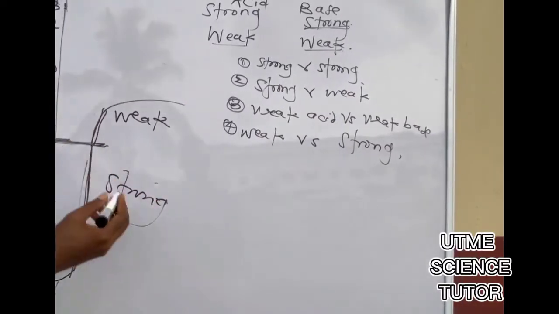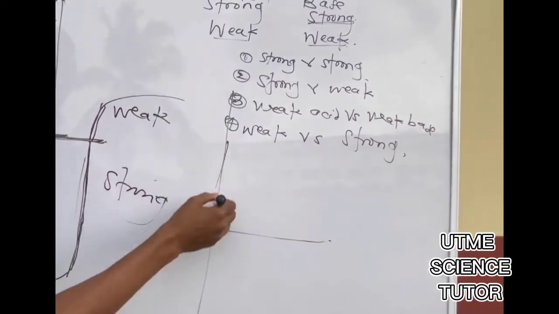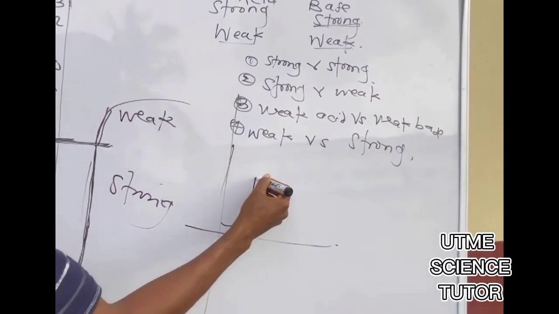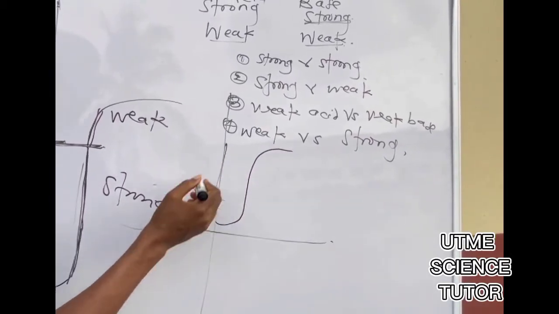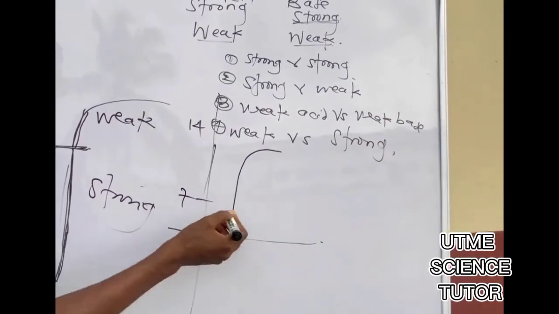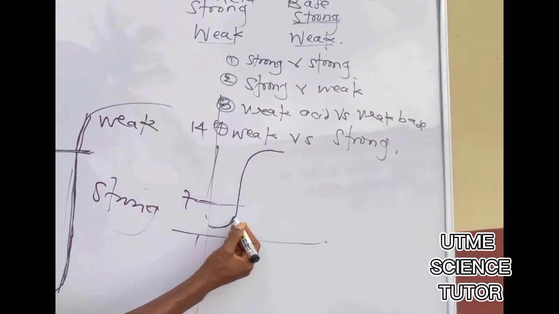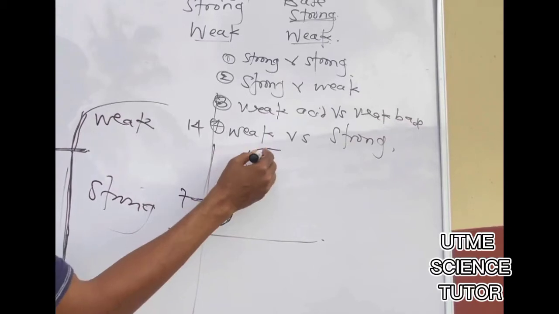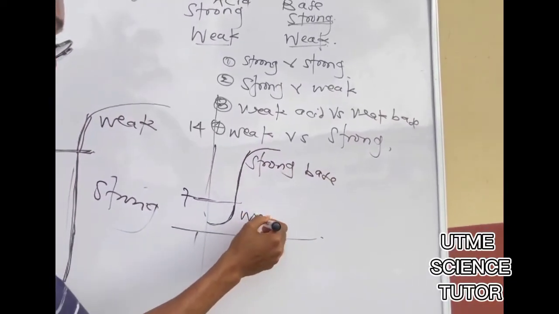Okay? What about if I change the graph? What about in a case like this? If I change the graph to look like this, if I have something of this type, and then I have my 7 to be here, and I have my 14 to be here, I have 1 to be the lower part. You can see that once I cut the graph from 7, the acid region is short, the base region is long. What will you call this? A strong base versus a weak acid.